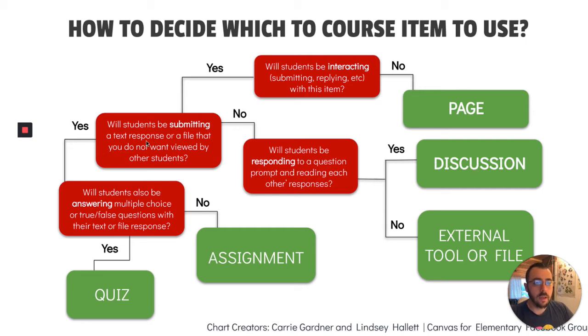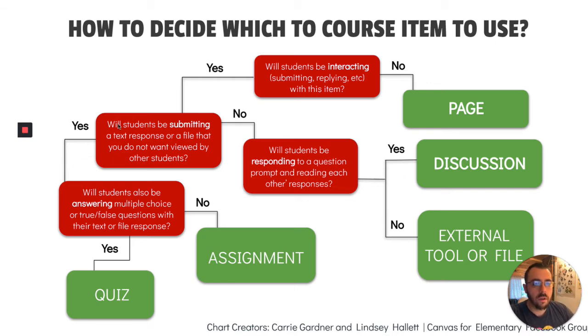So if they're going to be able to see each other's work and interact with one another, then possibly a discussion post, because it's going to have those reply settings. If not, if they can still see each other's work, you might want to consider using an external tool, a different website, something outside of Canvas.